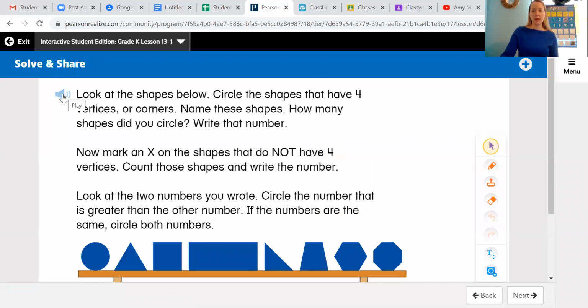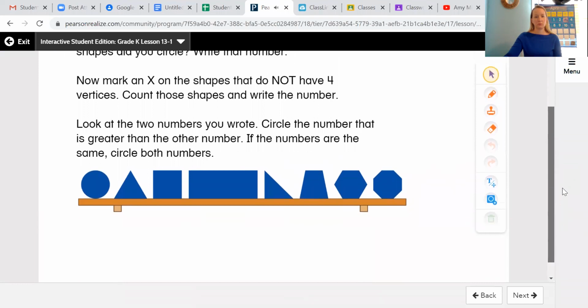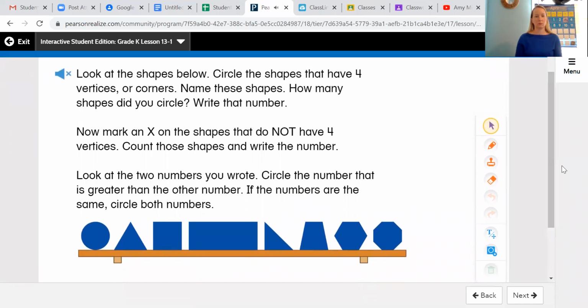All right, listen up. Look at the shapes below. Circle the shapes that have 4 vertices or corners. Name these shapes. How many shapes did you circle? Write that number. Now, mark an X on the shapes that do not have 4 vertices. Count those shapes and write the number. Look at the 2 numbers you wrote. Circle the number that is greater than the other number. If the numbers are the same, circle both numbers.